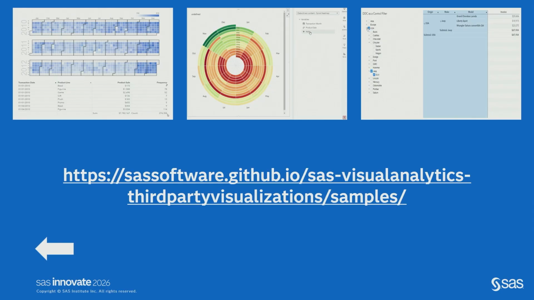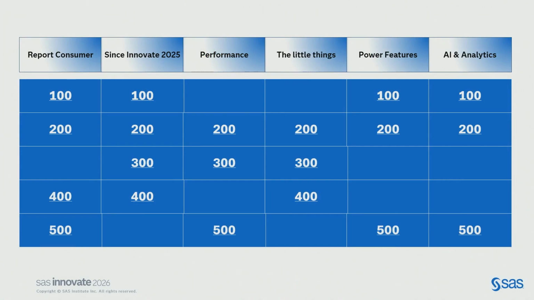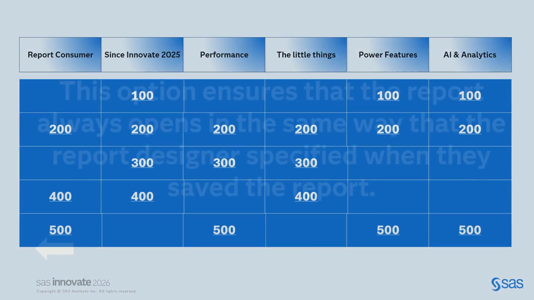All right, you're not safe in the back. Your turn to pick a category and an amount. Report consumer for 100.